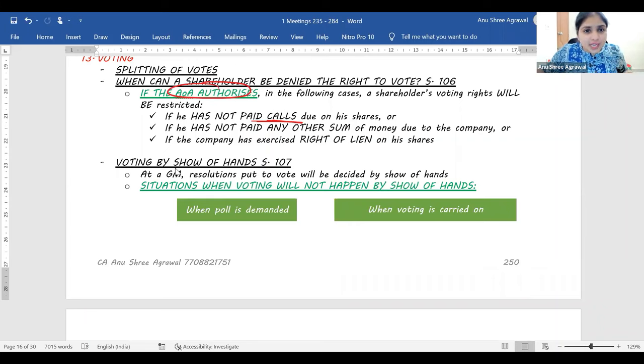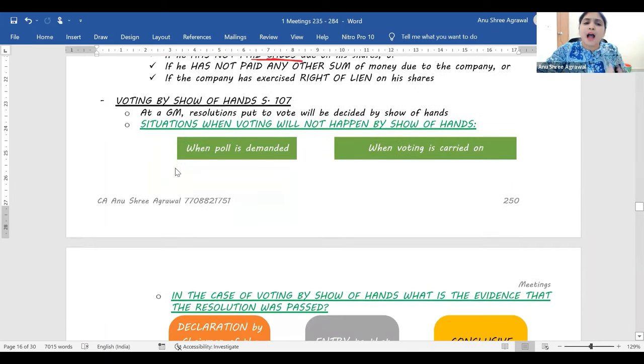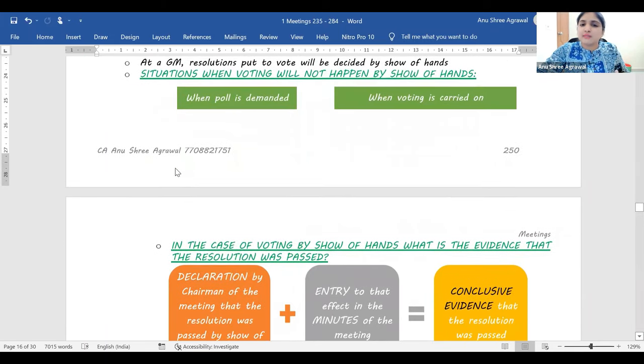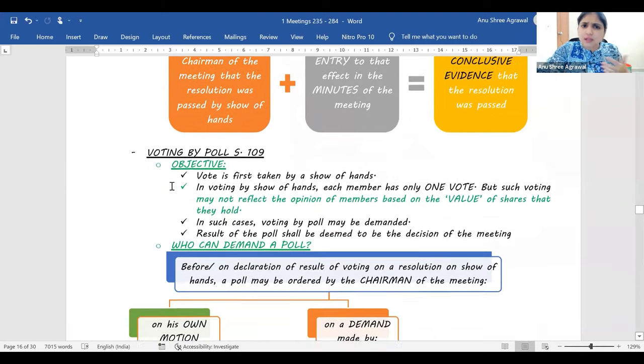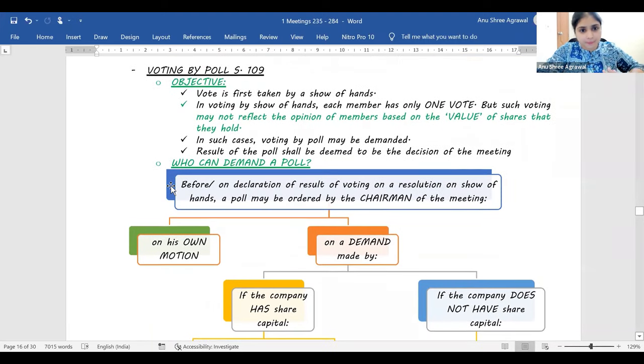Again, when can we take away voting right from a shareholder? Only if calls are due and AOA authorizes. If calls are due and AOA authorizes, then only we can take away voting right from the shareholder. How will we let him vote? First, obviously, we will let him vote by show of hands. But in case a poll is demanded, then voting will happen by poll.